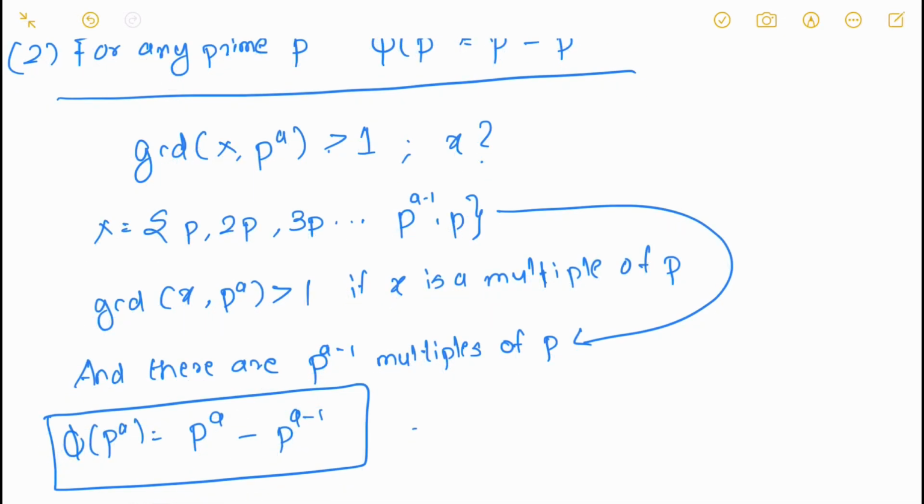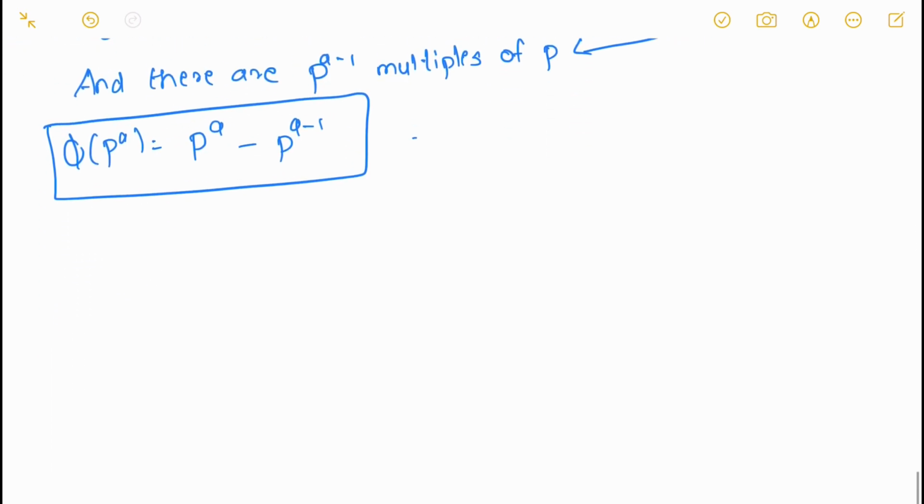Now that we know both of these properties, the first one being the multiplicative property and the second one being how to find Euler's function value for a power of a prime, I think we are ready to explore Euler's product formula and prove it. So let's move to learn Euler's product formula.